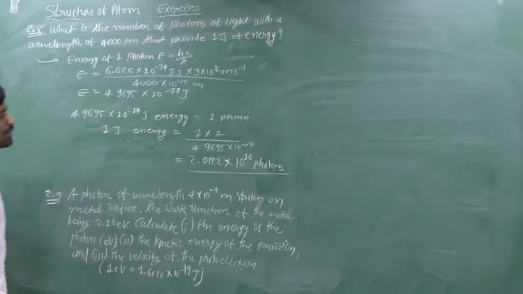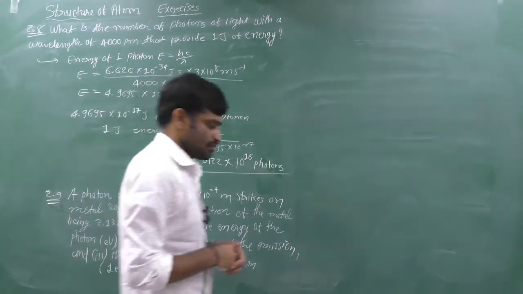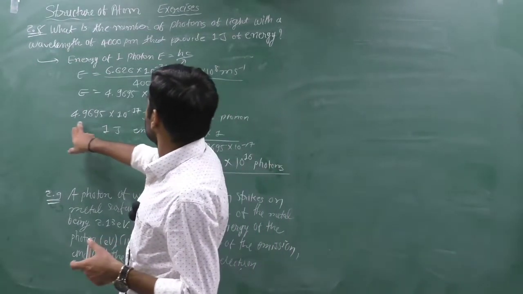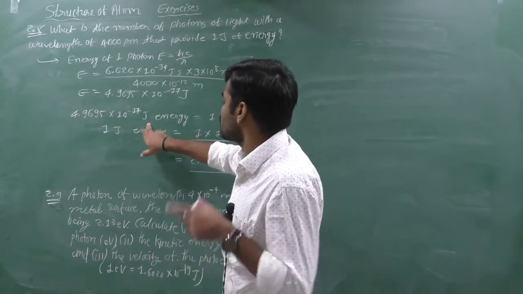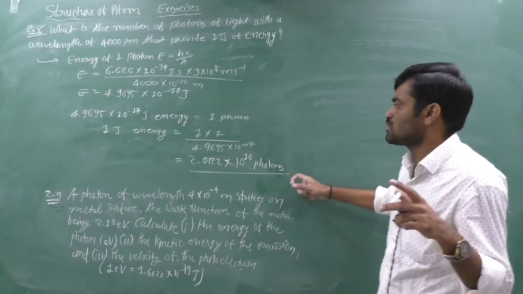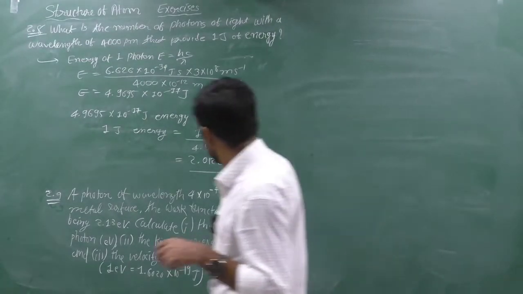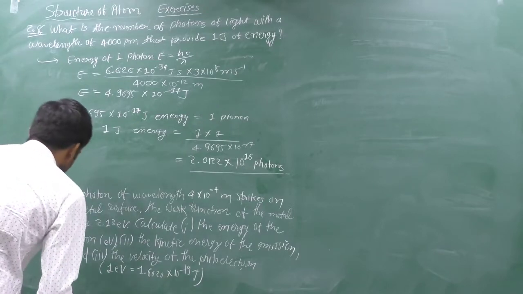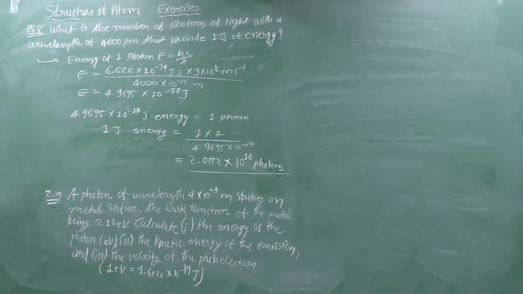આટલા ફોટોન હશે જ્યારે આપણે અગર ત્યારે 1 જૂલ એનર્જી પ્રોવાઈડ થશે. Very simple. If we have this energy, then 1 photon. તો આટલી એનર્જી માટે કેટલા ફોટોન રિક્વાયરમેન્ટ પડે? The number of photons is 2.0122 into 10 raised to 16 photons. Clear? Now next question, which is very important.